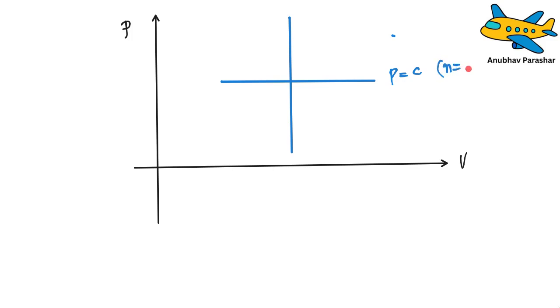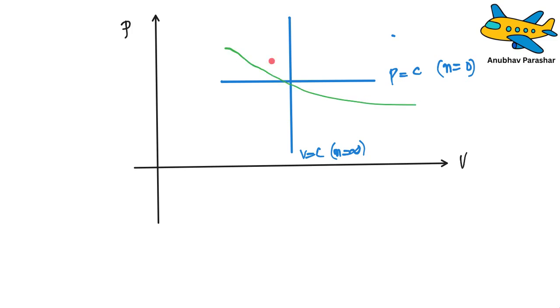For a constant pressure process, the value of n is going to be 0, right? And for volume equal to constant, the value of n is going to be infinite, right? So we are left with two more lines. What are those? One is the constant temperature isothermal process, and one is the adiabatic process.